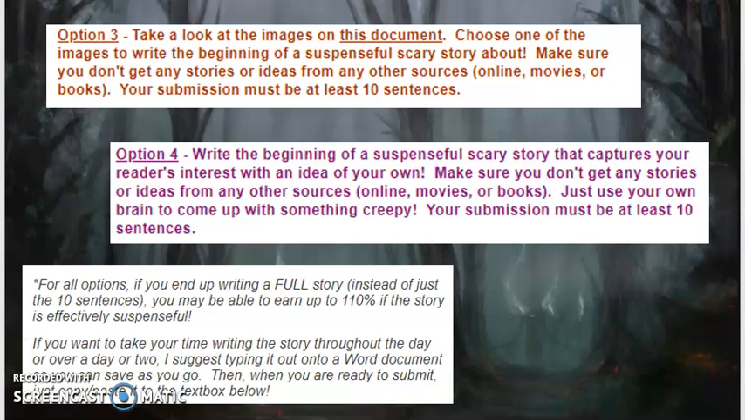If you want to take your time writing the story throughout the day or over the weekend, I suggest that you type it out on a Word document so you can save as you go. And then when you're ready to submit, just copy and paste it in the text box that is in the quiz where you're submitting your story.